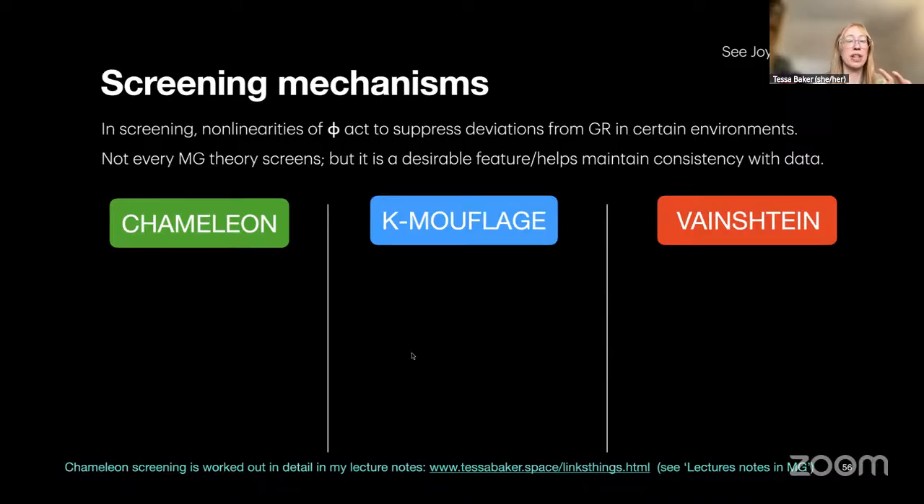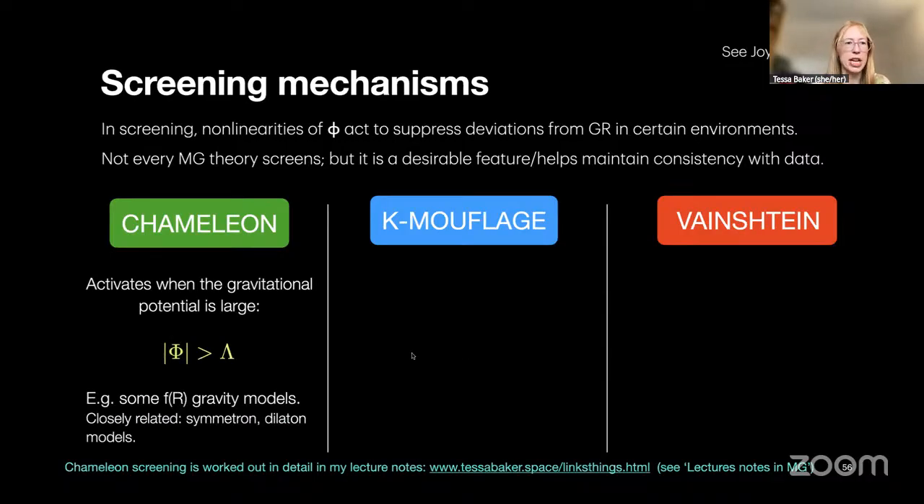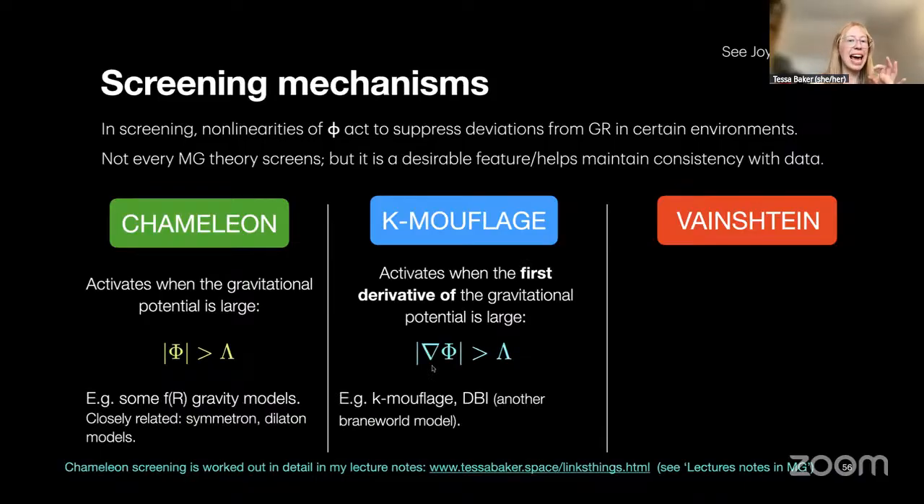But qualitatively, what's the difference between these screening mechanisms? So in chameleon screening theories, this nonlinearity that suppresses all the funky modified gravity stuff activates when the gravitational potential is large. So it exceeds some threshold value, I'll just call lambda. And this pops up in things like f(R) gravity, which we met yesterday. In camouflage theories, screening activates when the first derivative of the potential is large. So that happens in, not surprisingly, the theory called camouflage.